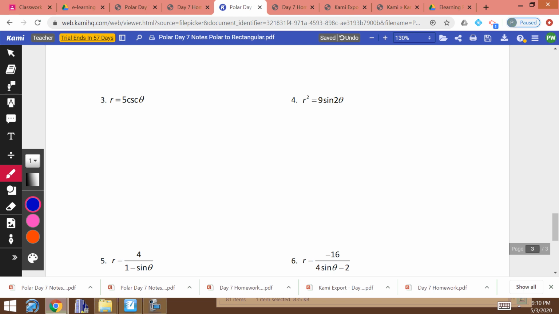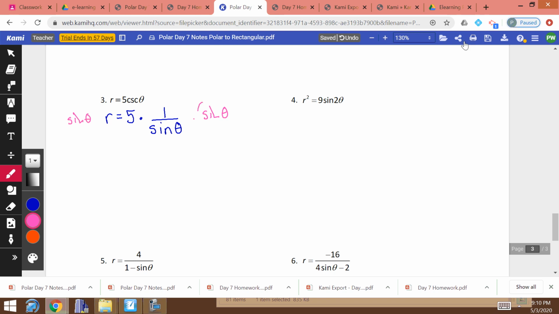Now, we haven't really talked about cosecant or secant on these yet. So hopefully your first thought is, instead of doing cosecant, let's change that to one of our other functions. So for cosecant, I'm going to rewrite that as 1 over the sine of theta. Okay, so none of them are being divided by the sine. So let's get rid of that divided by sine, and let's multiply both sides times the sine of theta.